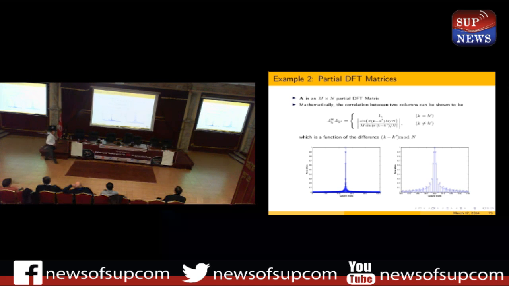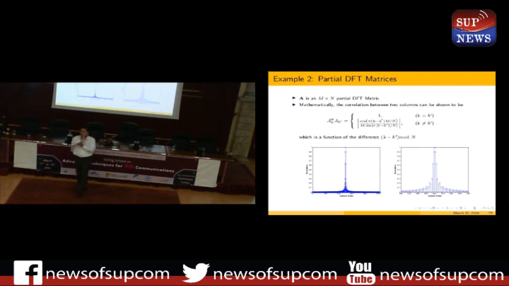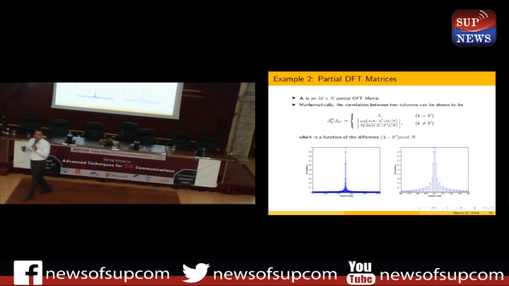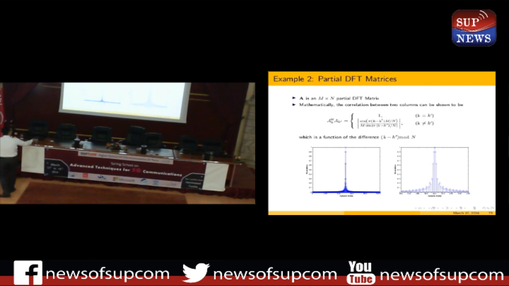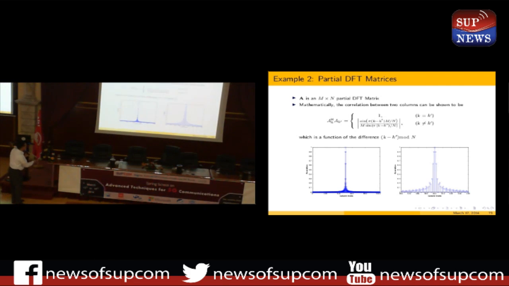Now the same thing can be said about the truncated FFT matrix. If you take a full FFT matrix, any two columns are orthogonal. If you truncate it, what happens? The columns are no more orthogonal, but as you move on, they become less and less correlated. You can see it here. This is the correlation of the center column with the remaining columns, and you can see the correlation is dying out. Now why is this important? Let's see why.